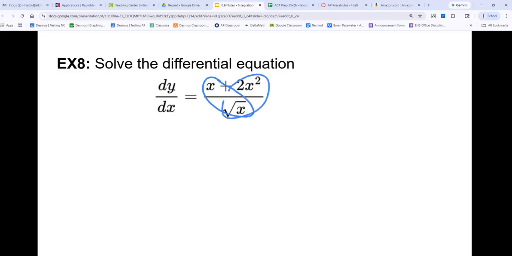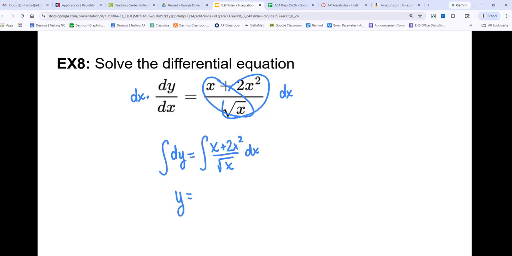Also, we have not done differential equation stuff yet, but here's what happens. Multiply both sides by dx. Now we've got dy equals x plus 2x squared over the square root of x dx. And then you integrate both sides. When you integrate dy, you just get y. And then over here, you've got an integral problem now, right? So you would work that out.